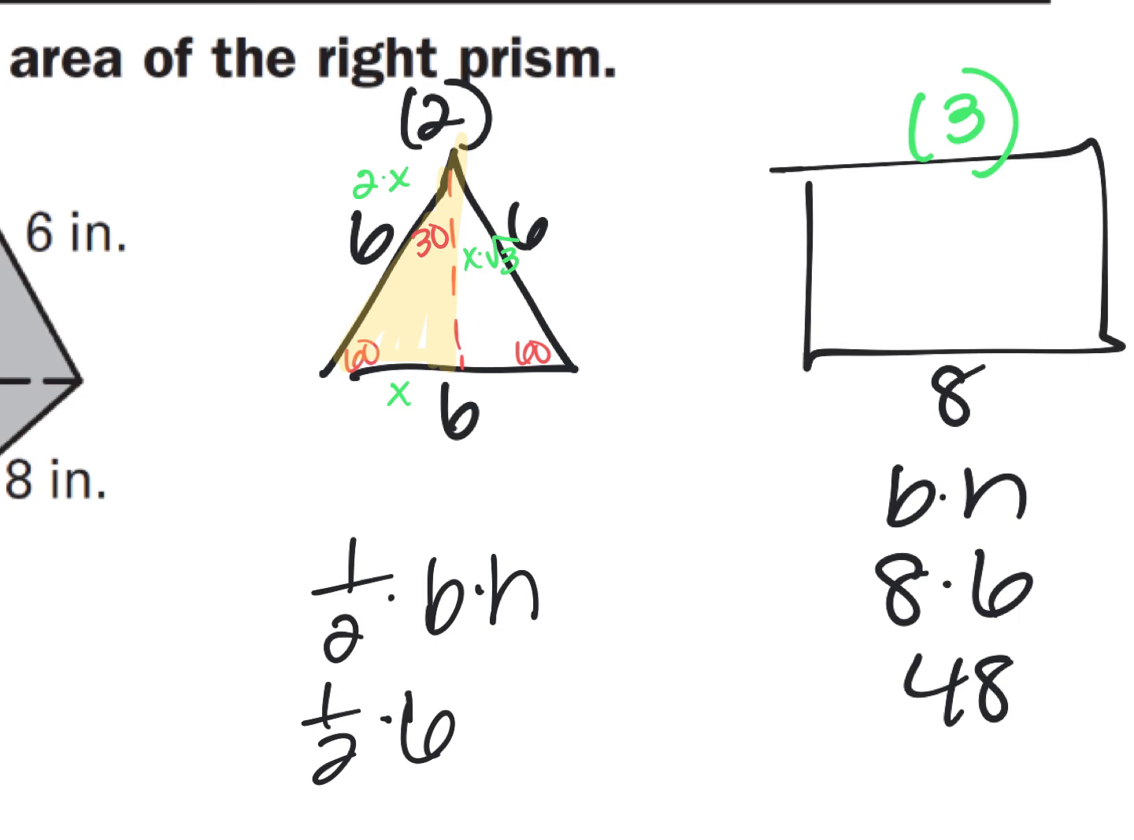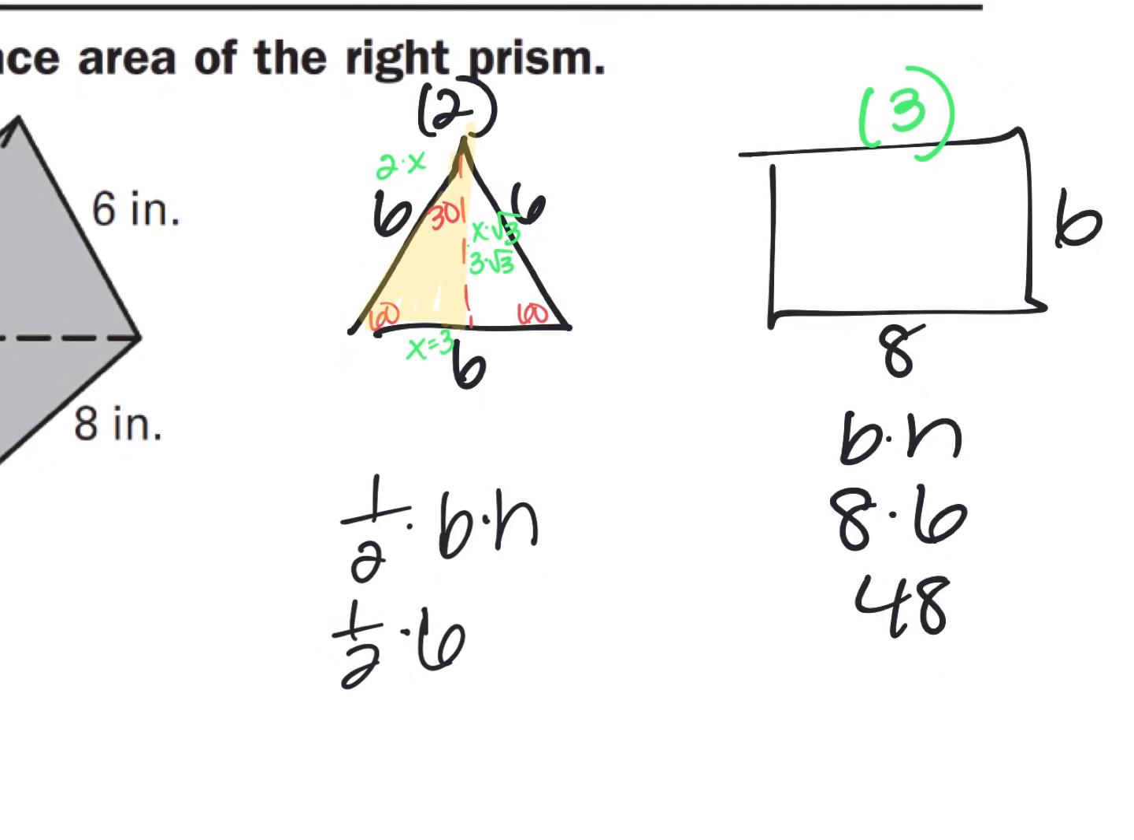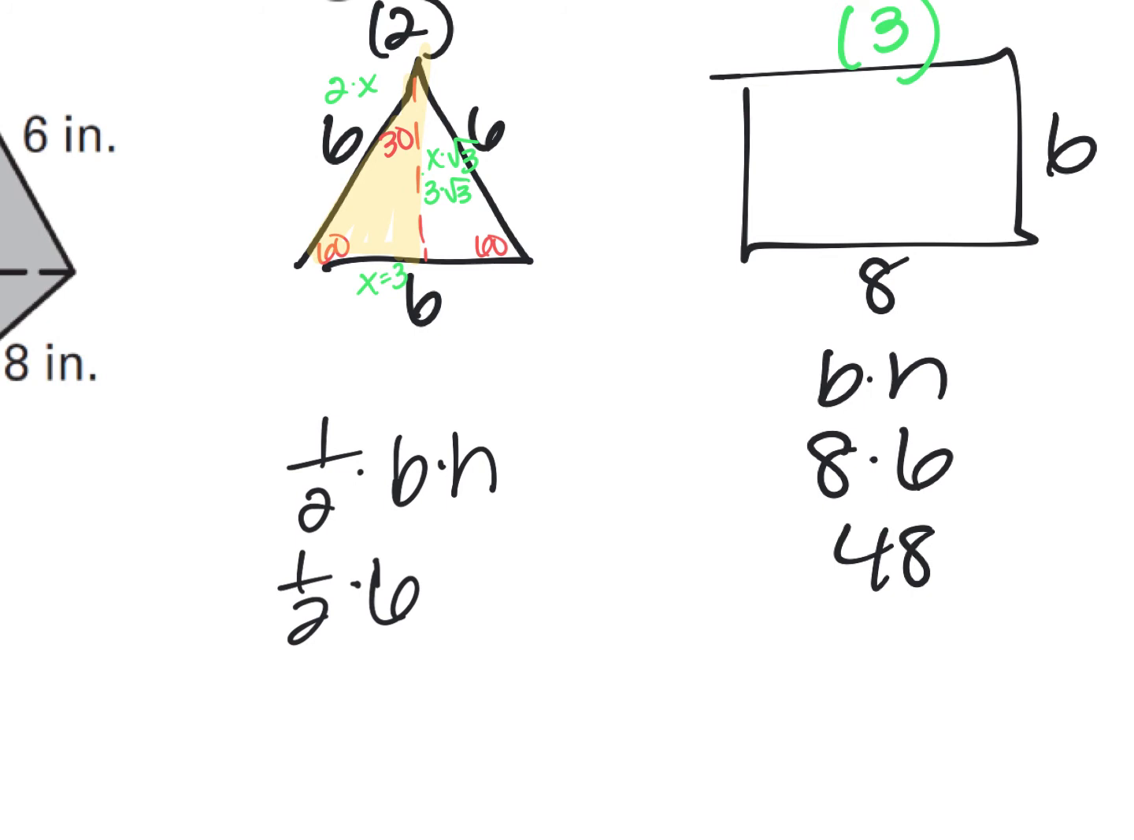Cool. So if 6 is my 2x, 2 times what gives me 6? 3. Therefore, x must equal, let's switch colors, x must equal 3, right? Cool. So then what would the height be? Well, it would be 3 times square root 3, because it's x times square root 3. All right, so let's double check.